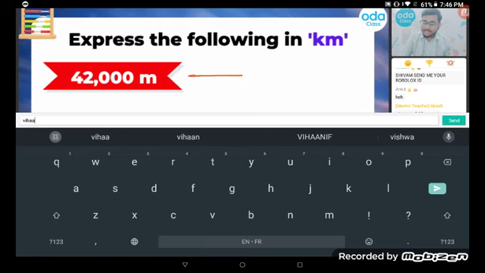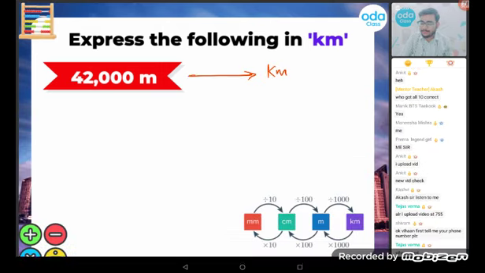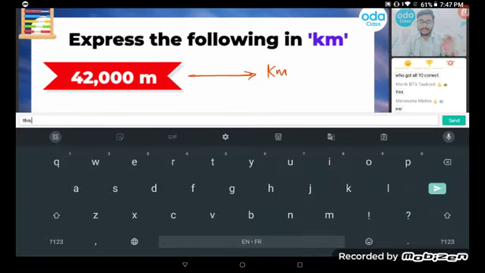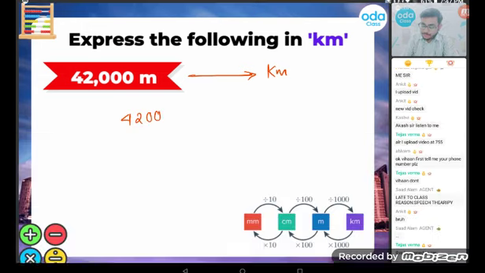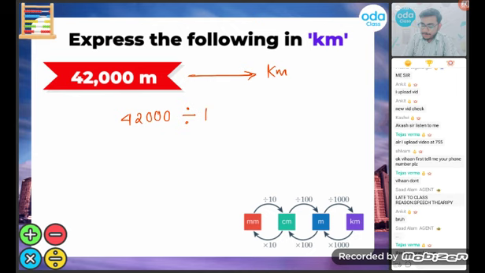42,000 meter. I am going to convert this into kilometer. So what is the step? So 42,000 is divided by 1000. Right?